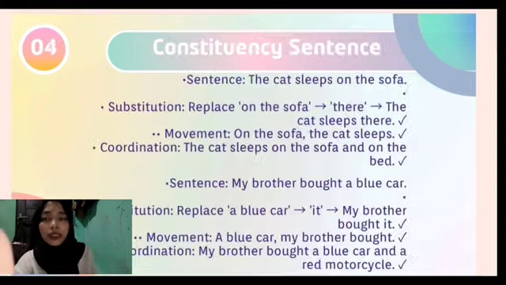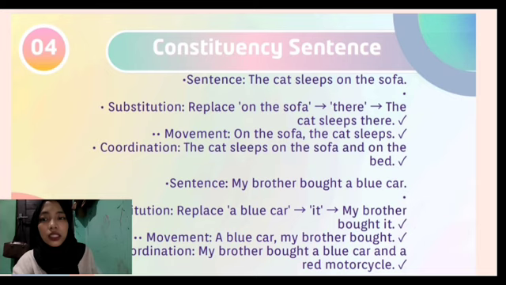So for the parameters used for categorizing, the first is the morphological parameter. It examines how words change form. For example, the verb "sleeps" has the suffix -s, marking third person singular in the present tense. This kind of inflection helps identify grammatical features.